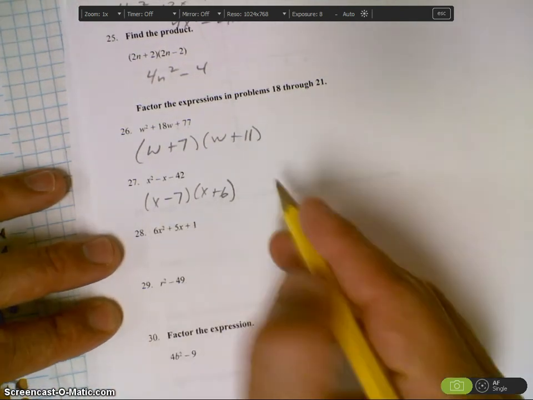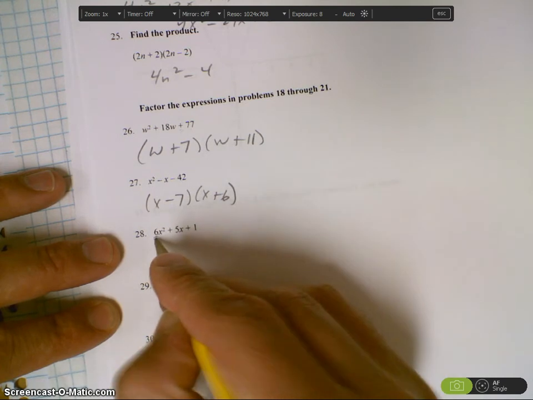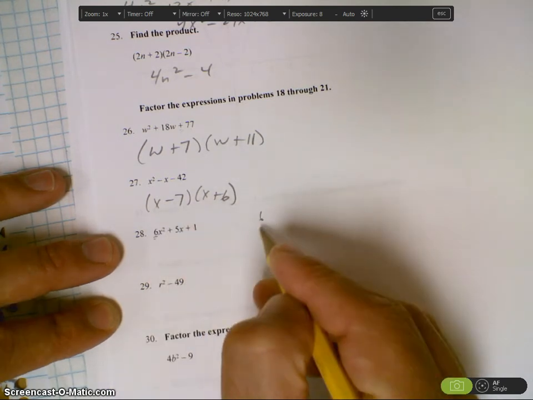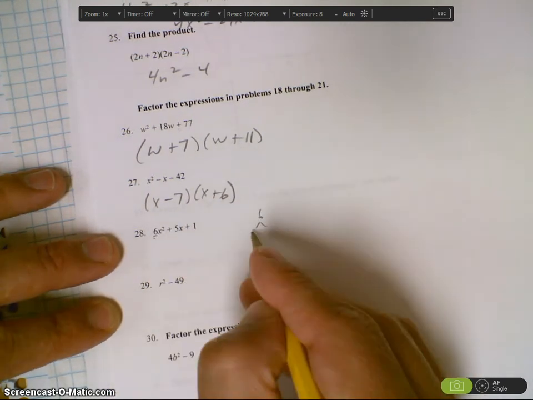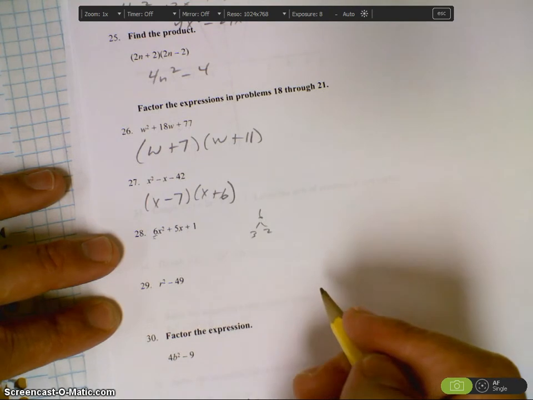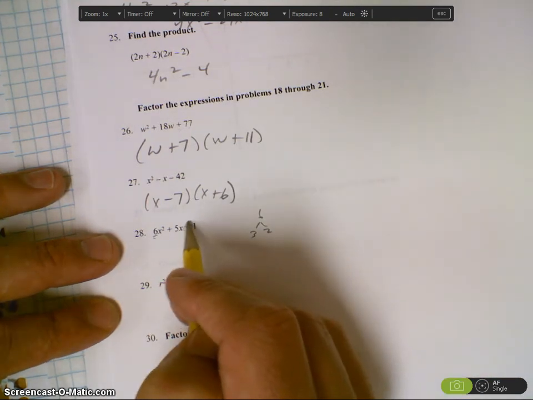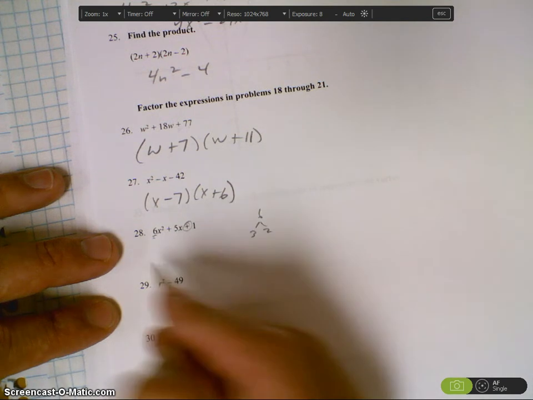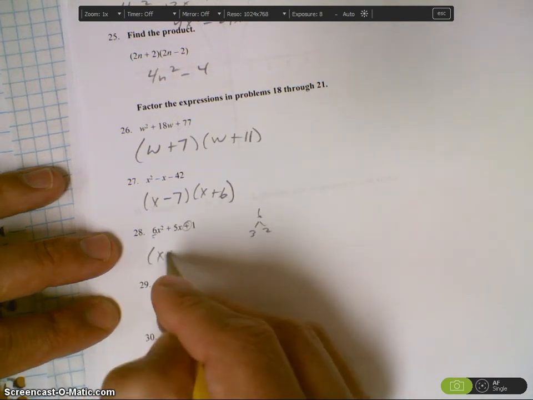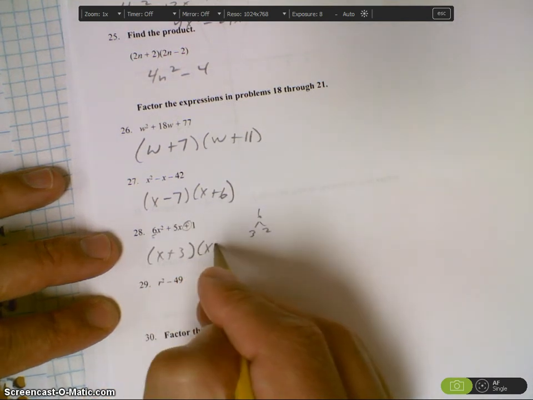28, first times last. So first times last because there's an a value. First times last is 6. Factors of 6 that add to give me 5. That's 3 and 2. Be careful because 6 minus 1 gives you 5 as well, but those factors need to add together. So I'm going to fill that in. X plus 3, X plus 2.